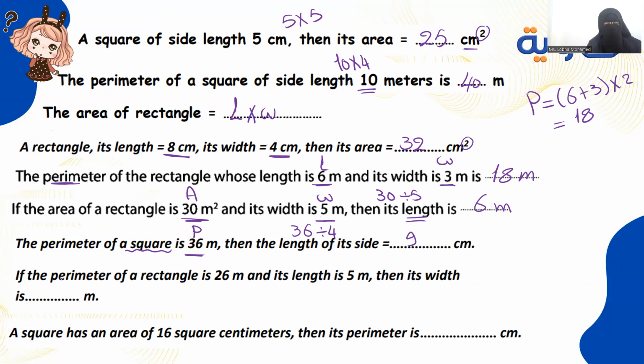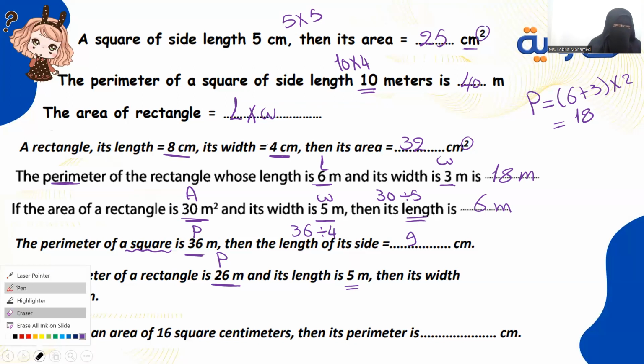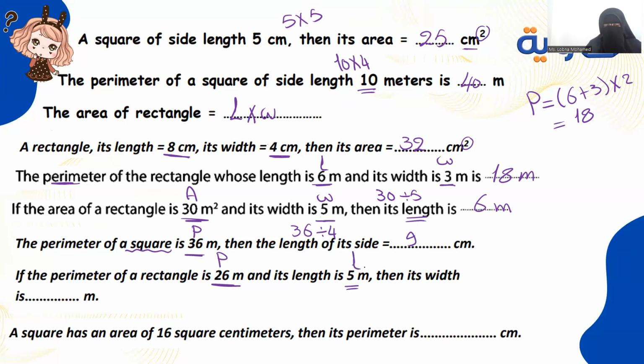If the perimeter of a rectangle is 26 meter, so again, 26 meter, this is the perimeter of the rectangle. And its length is 5 meter. So 5 here is the length. Then its width. How can we get the width now? It's missing. To get the width, you have to divide the perimeter by 2.